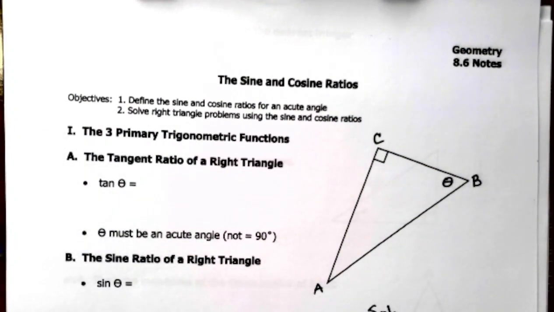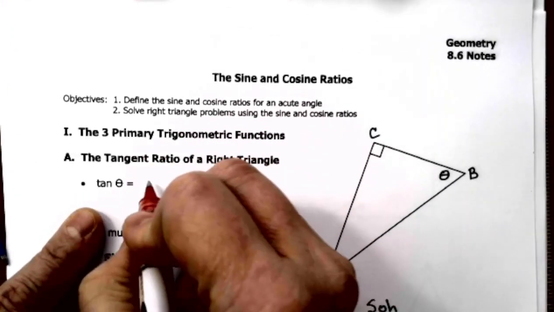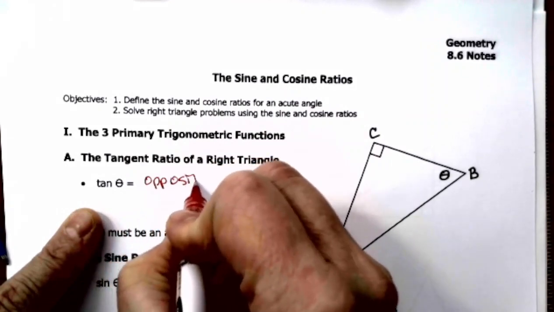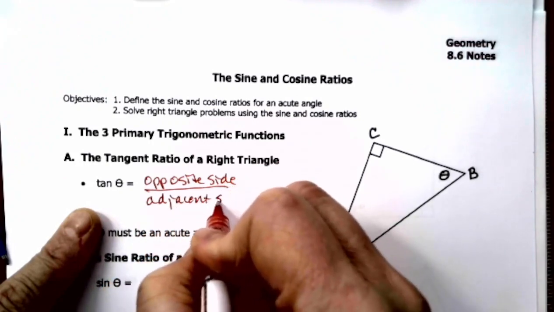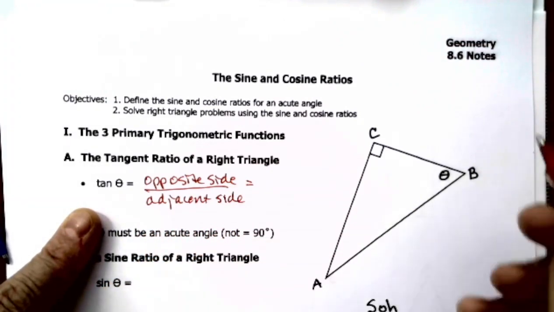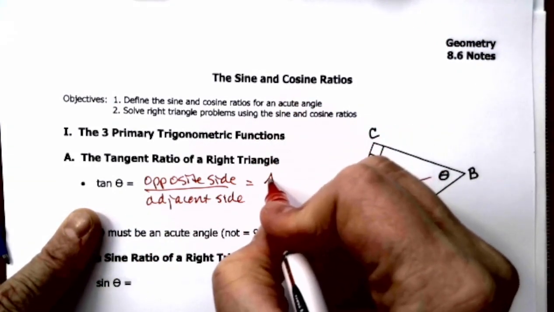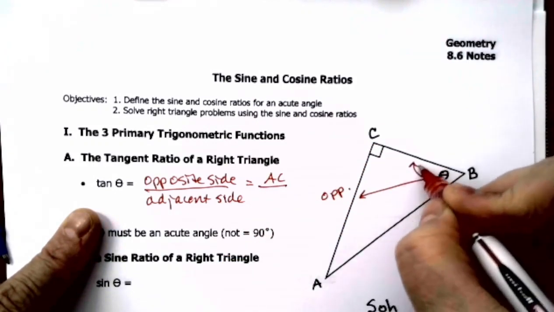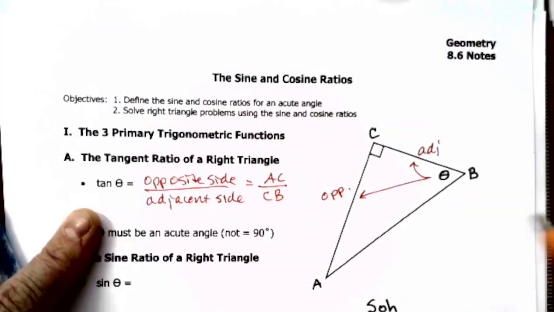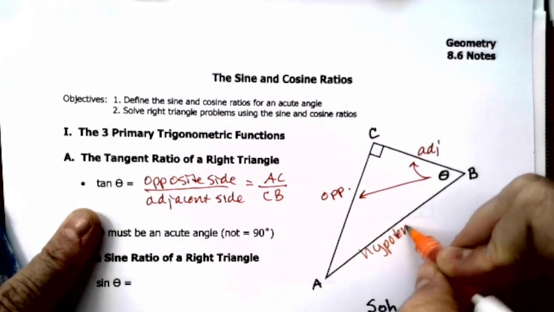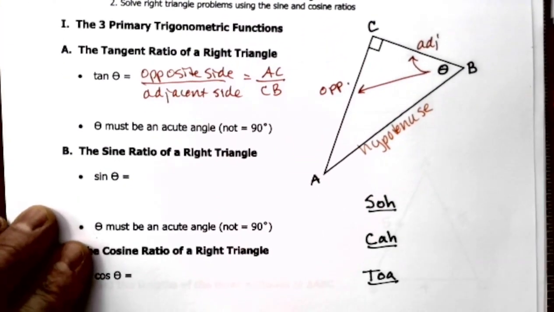All right. So sine and cosine. The tangent ratio of a right triangle is one we just learned. It is the opposite side over the adjacent side. And in this triangle, if I'm looking from theta, my opposite side is AC. My adjacent side is CB. And again, the hypotenuse never moves. So the hypotenuse can never be opposite or adjacent. It's just the hypotenuse. All right, let's do the other two.